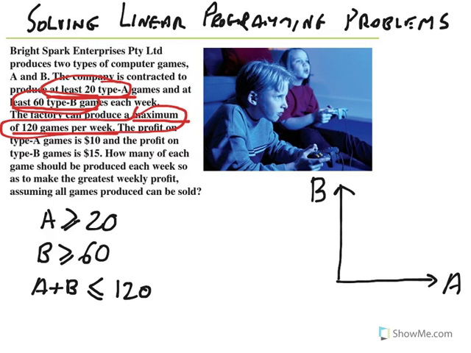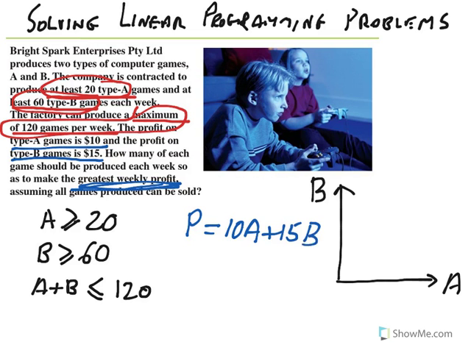Alright, so there are our restrictions. Now, the next thing we're trying to do is maximise our profit, the greatest weekly profit. That's what we're trying to do. And what do we know? We know type A games profit is $10. So our objective function is our profit, and let's call it P. And our profit is 10 times the number of A games plus 15 times the number of B games.